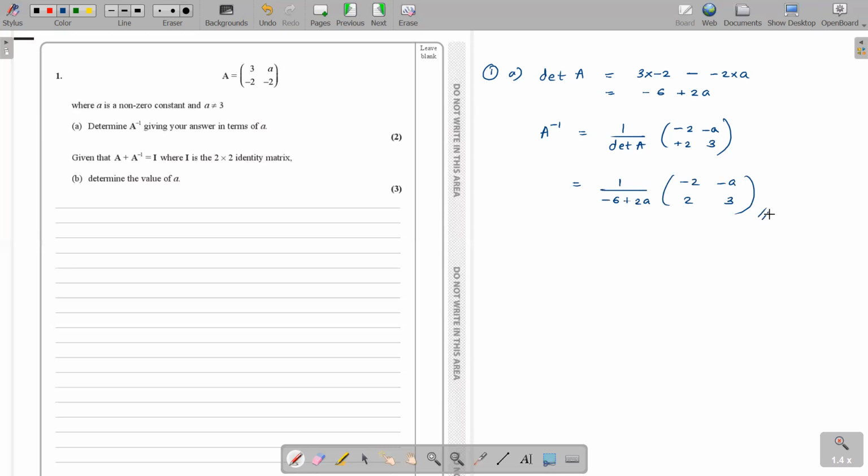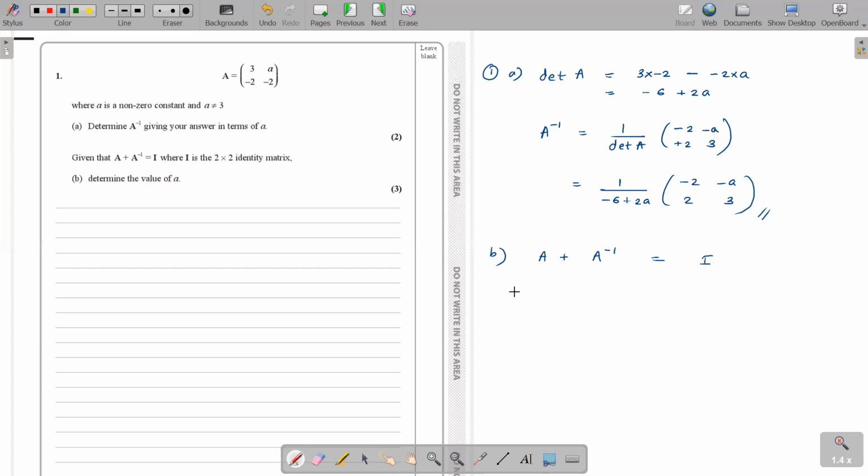Okay. Then part B. Given that A plus A inverse equals I, so I think you all know I means the identity matrix, a 2 by 2 identity matrix. In the identity matrix, only the elements in the main diagonal are 1. Every other element is 0. So they are asking to determine the value of A.